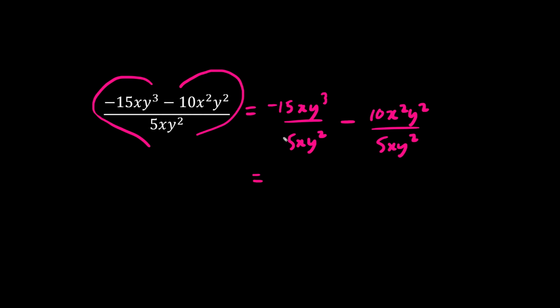We have negative 15 divided by 5 is negative 3. These x's cancel, and there's one more y on the numerator than the denominator. Y cubed divided by y squared is just y. We have negative 10 divided by 5 is negative 2, and there's one extra x on top, so we write x, or x to the 1, and these y squareds cancel out. So this here is a simplified expression.